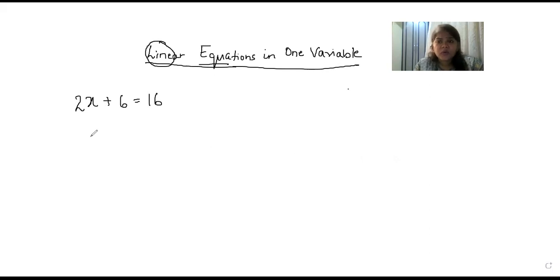Now, there is only one key rule to solve a linear equation. The key rule to solve the linear equation is that while we are solving, the equation always needs to be balanced. As I said, left hand side and the right hand side, it always needs to be balanced. When I say balanced, it always needs to be equal.